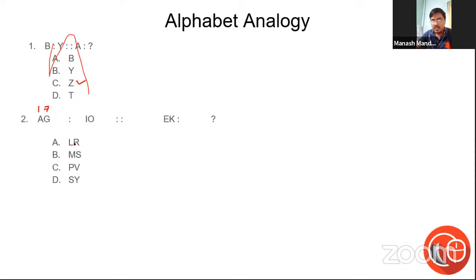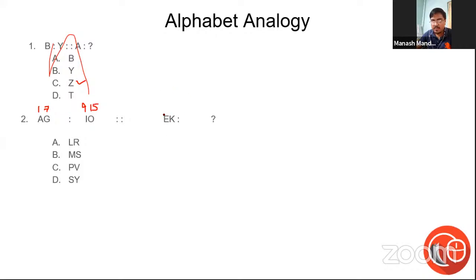A is the first letter and G is the seventh letter of the English alphabet. I is the ninth letter of the English alphabet, and O is the 15th letter. So let us find a relation between these two. See, 1 plus 8 is 9, and 7 plus 8 is 15. So we can see that from each letter, we are adding 8, right? So let us use this logic in this part.